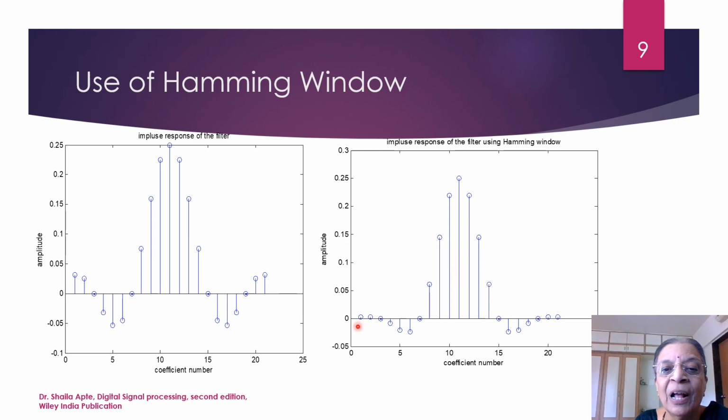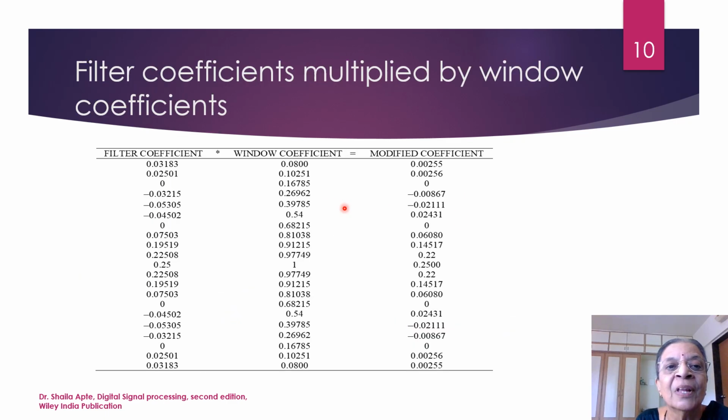So when we multiply, the corresponding impulse response of the filter will get modified, because the window is not a rectangular window. Now it is a smooth window function. So you will find that these corresponding coefficients are reduced in amplitude. These coefficients are also reduced in amplitude. And see what will be the effect on the frequency response. Here we are considering the filter coefficients. These are the window coefficients, and we multiply them by the window coefficients to get the modified coefficients for the filter.